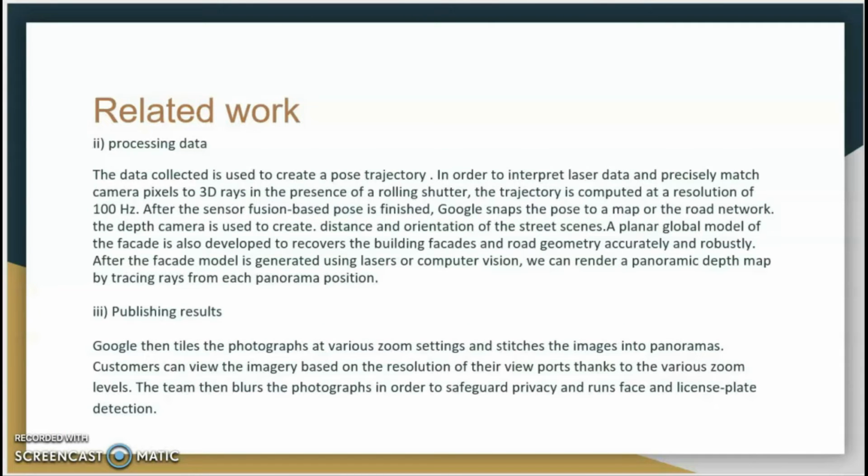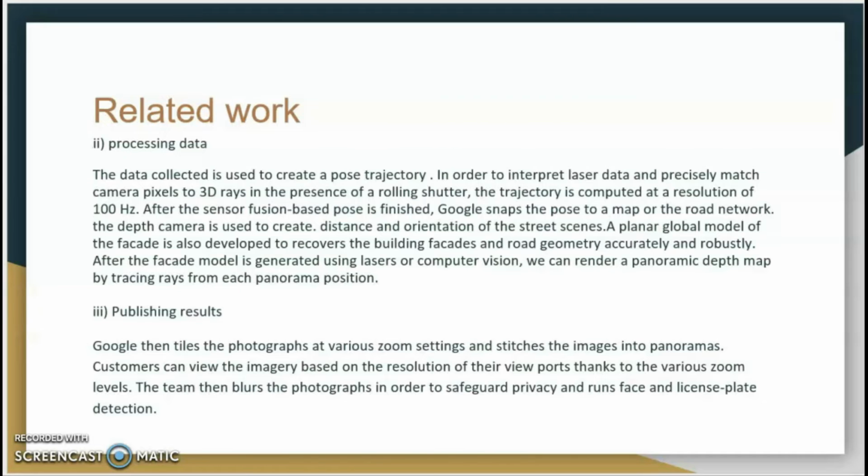Related to processing data, we have models for creating pose trajectory from an image. Further, they can also determine the depth and orientation of particular objects in the image, and create a facade for these objects, any objects like buildings and even the street. So this can be developed. We already have models for this.